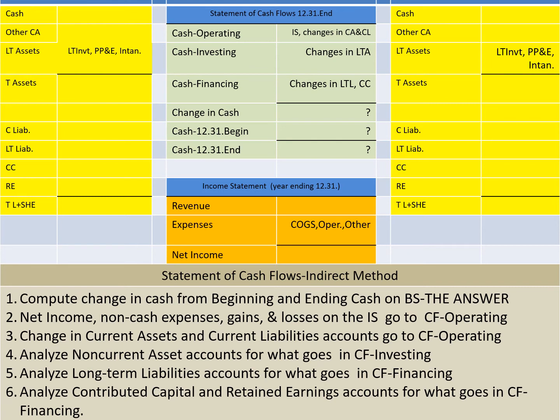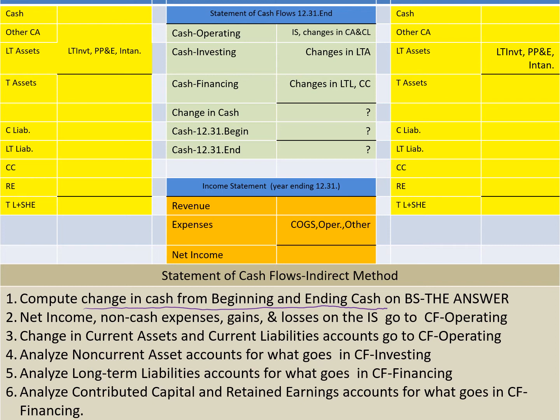So what are the steps for doing an indirect method? Number one, you want to find the answer. And the answer is the change in cash between the beginning and ending cash account on the balance sheet. Once you know that answer, you know where you're headed. So begin with the end in mind.